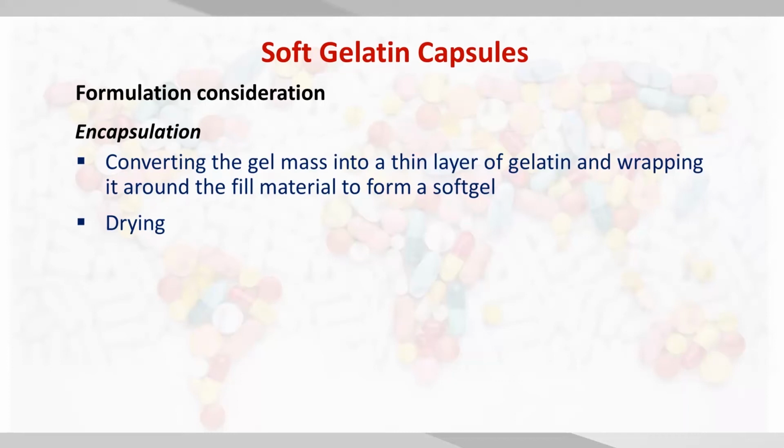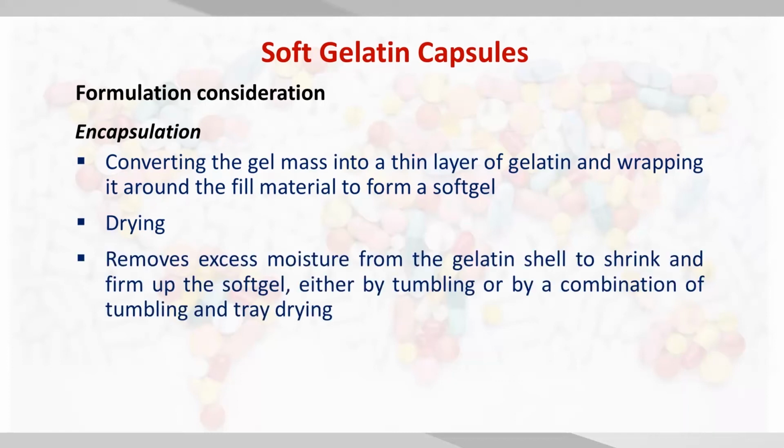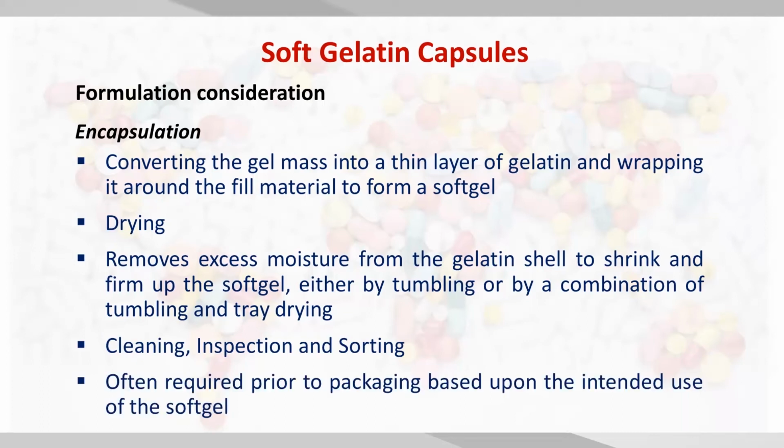After preparing the soft gel, we go for drying. We remove the excess moisture from the gelatin shell to shrink and firm up the soft gel, either by tumbling or by a combination of tumbling and tray drying. The last step is cleaning, inspection and sorting of the soft gelatin capsules. It often requires a prior step to packaging, based upon the intended use of the soft gel.